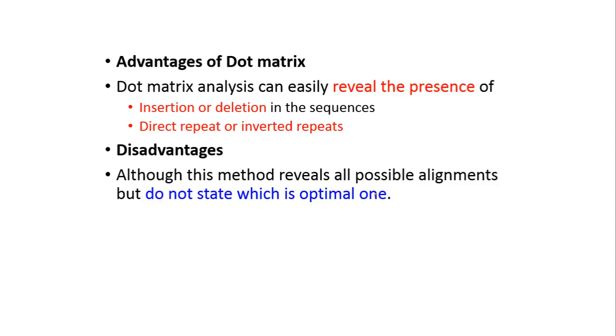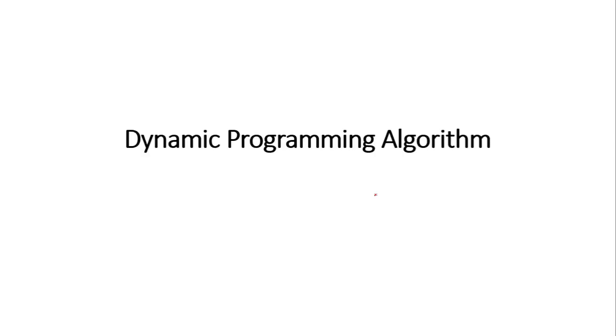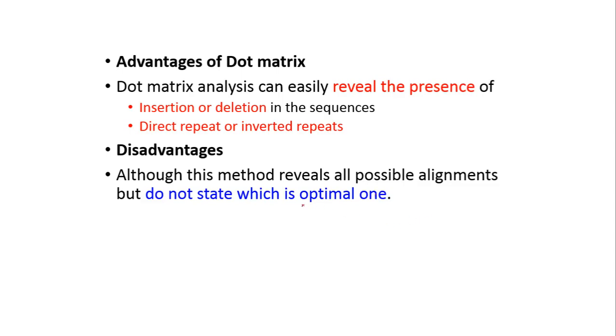Okay, now this one being the biggest disadvantage, what if we come up with some techniques that overcome this disadvantage? Okay, and the answer to this problem is that you can align the two sequences using dynamic programming, so as to overcome the problem of missing the optimal alignment.